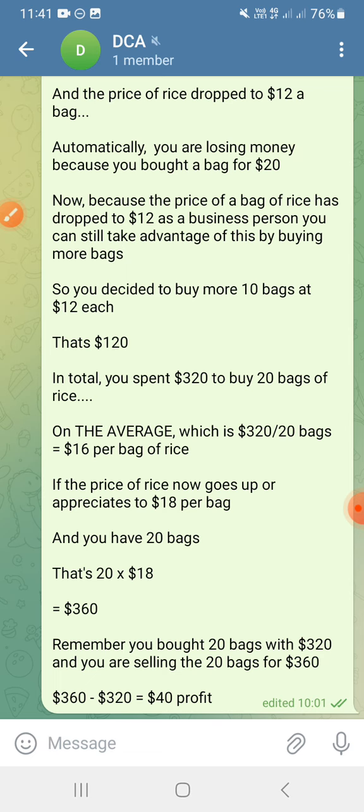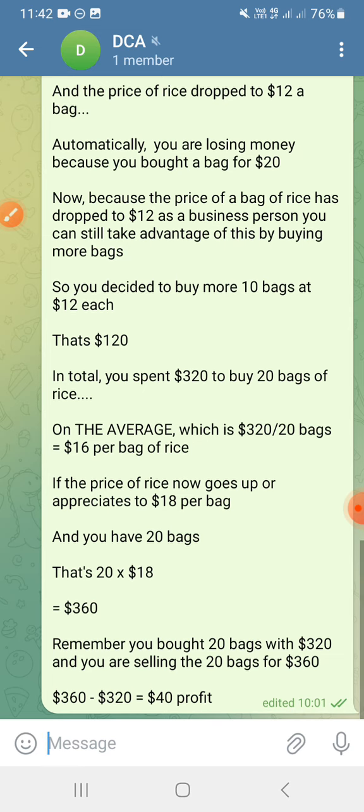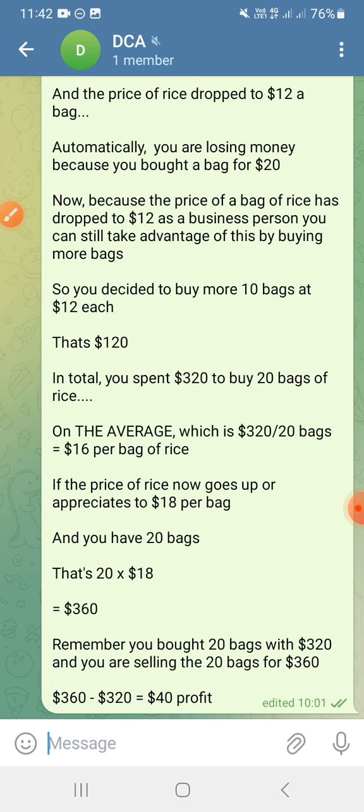It's simple. The amount you spend to buy this bag of rice divided by the total bag of rice you have, which means $320 divided by 20 bags of rice. It will give you $16. So on the average, you use $16 to buy one bag of rice. Are you following? You're following, right?